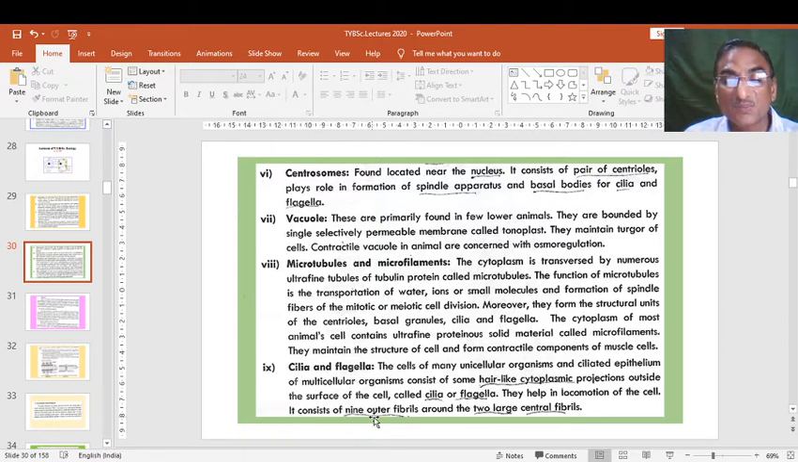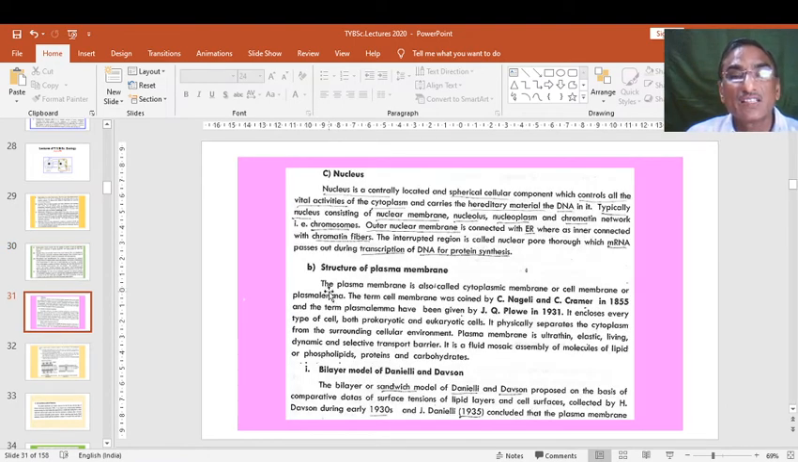It consists of 9 outer fibrils around 2 large central fibrils. As in roots, the taproot is the main root and the other fibrils are the others. Likewise, there are 9 outer fibrils around the 2 large central fibrils. So in this way, the cell organelles are studied one by one. Then these are about the cytoplasmic organelles.